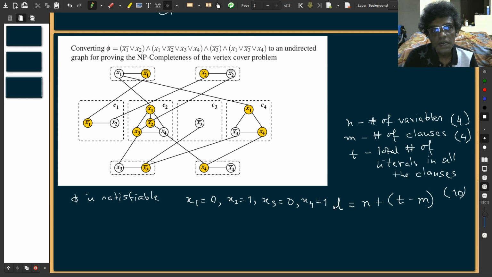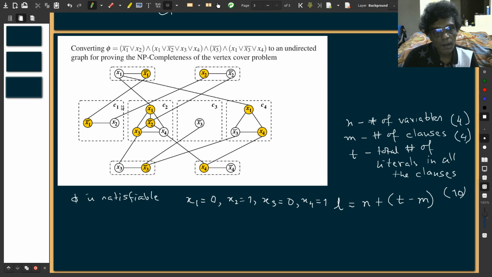As I argued a little earlier, we must choose one from each variable gadget. We do not have the luxury of choosing both, because then the number of vertices in the vertex cover will be bigger than L. So we have to choose one, and exactly one, of the vertices in each variable gadget.